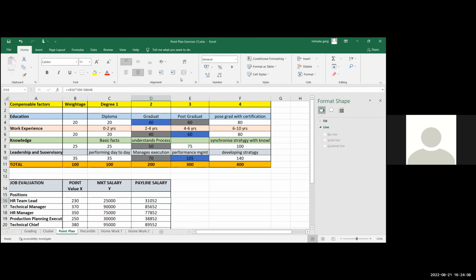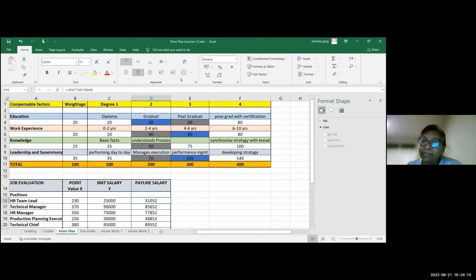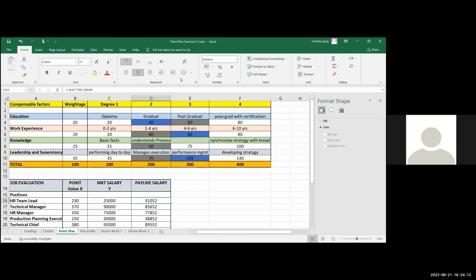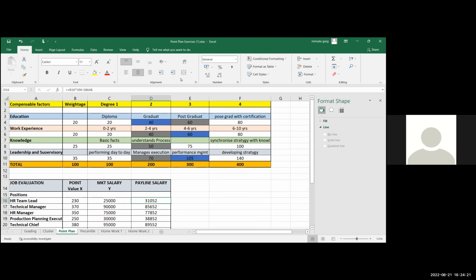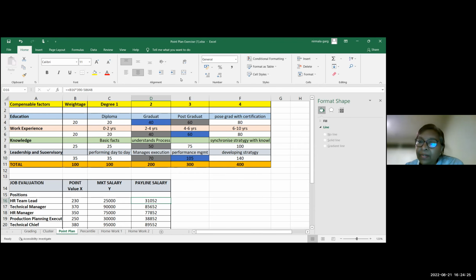Now we are getting into another method which is very objective. What is it called? Quantifiable. Point method. Has anybody heard of this point method? Yes. So it's called the point plan method. Okay. How do you go about doing this point plan method?